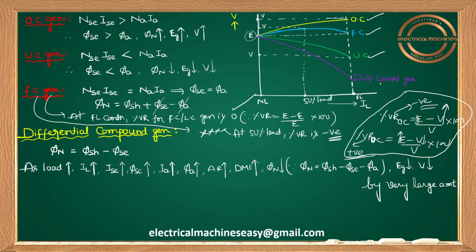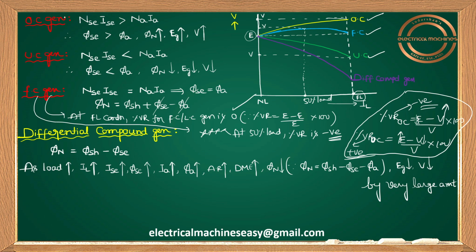Suppose they want to ask a question at 20, 30, 40, 50, 60, 70% loads, definitely they will mention. If they won't mention, please take it as the question is asking at full load, then you can go for option 0%. Suppose they ask you specifically 20%, 30%, 50%, something like that, your answer will be negative, not 0. So please be careful. That is regarding flat compound or level compound generator.